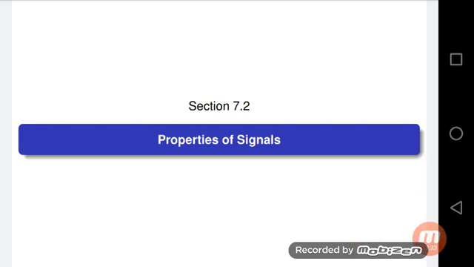And next one is properties of signals. What is a signal? Already we know a signal is nothing but something that consists of one or more variables. One or more variables is known as a signal. It will carry the information.